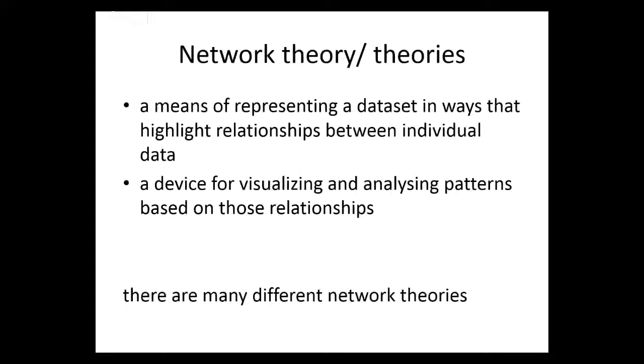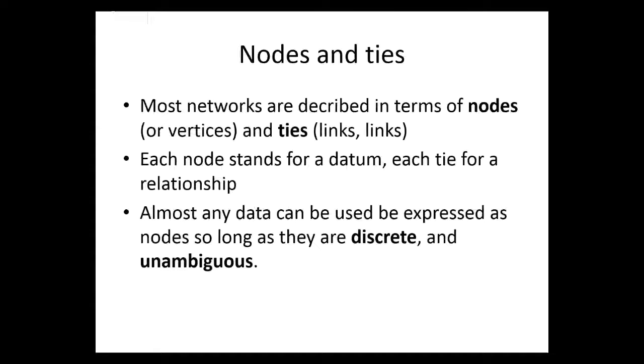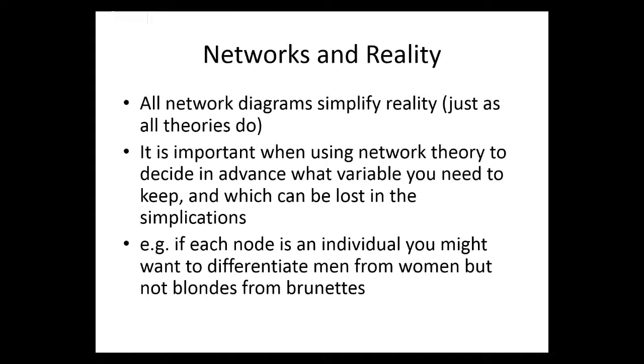Okay, right. So that's what I just said then in words. A network consists of dots joined by lines. The dots are called nodes, or sometimes vertices, and the lines are called ties, or sometimes lines and links. And each node stands for an individual bit of data, an individual thing, and each tie for a relationship between them. So what you're doing with network theory is drawing a map of the relationships between individual things, and almost anything can be a datum, so long as it's discrete. There's just one of it. It's very definite what it is, and it's unambiguous. And you'll see what I mean, I hope, as we go along.